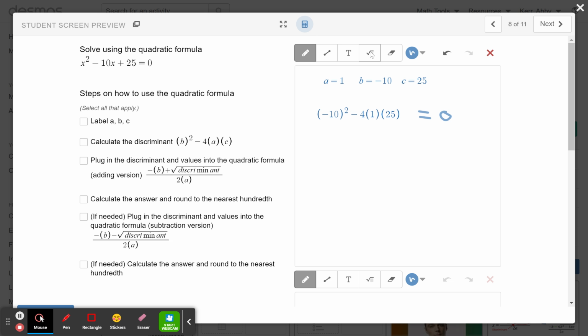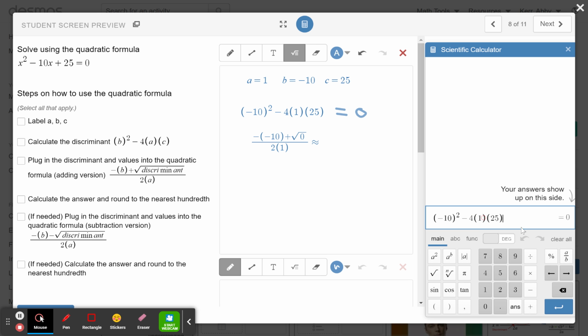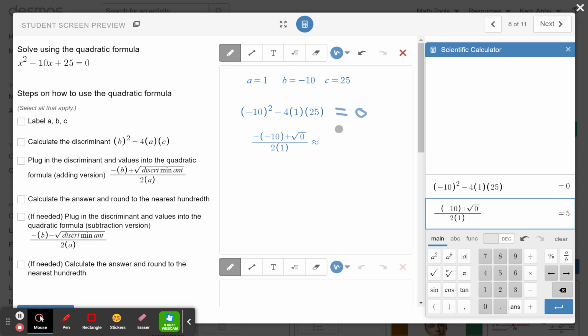So let's plug it in and confirm that. Once again, I like to use the division. So opposite of our B value, plus SQRT, 0, and then 2 times our A value. Alright, so I'm going to use that little symbol right there. That means approximate. You do not have to put that into the calculator. What you're going to put in the calculator is the numbers. So you're going to get 5.